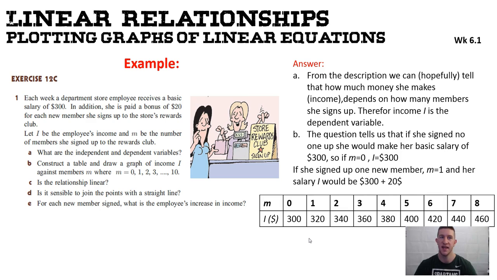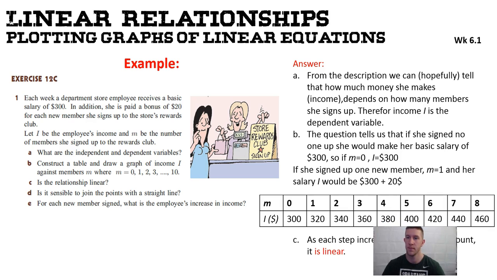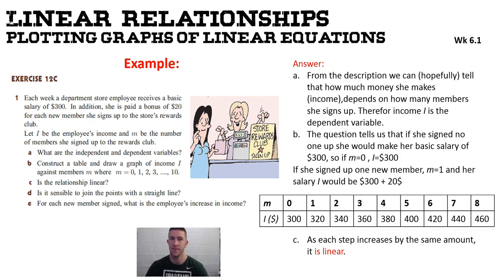Part C now wants to say, is the relationship linear? A good way to think about this is, we don't have a graph, so I can't just look at it and say, is it a straight line without plotting it, and I haven't been asked to plot it yet, so there's an easier way. In this example, we look at, what does M increase by? It increases by the same amount every time, right? It goes up by 1. So if M goes up by 1 every time, and I goes up by 20 every time, that means they're both increasing by the same amount every step. That's another way of knowing that it's linear. If it increases the same every step, it's going to create a straight line. So yes, it is linear.